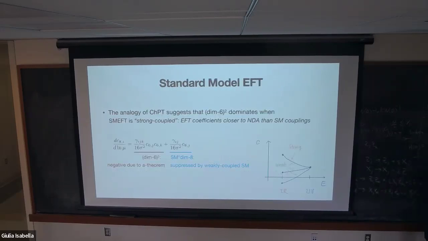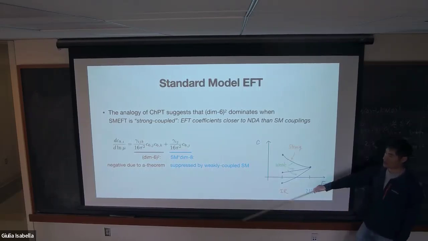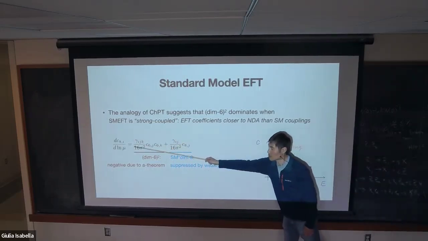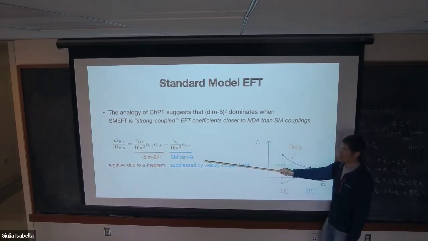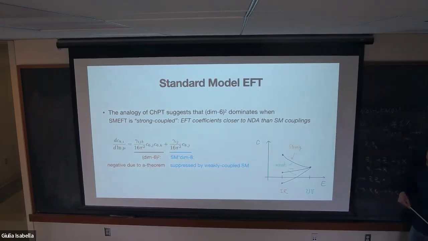Okay. So now apply to the standard model case. One wants to ask when the positivity will be preserved or violated. It will be preserved if this term is dominating. And just to make an analogy with the chiral perturbation theory case, that means the higher dimensional sector, these operators are more strongly coupled than the standard model.